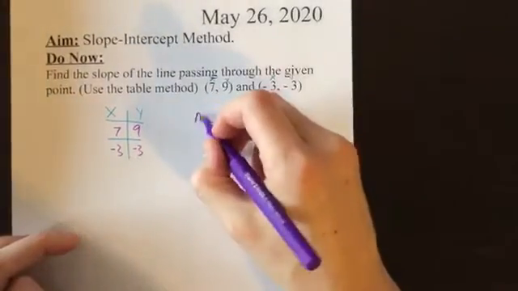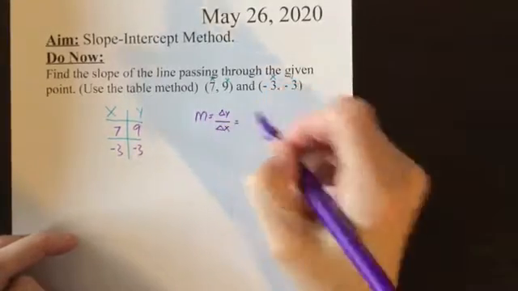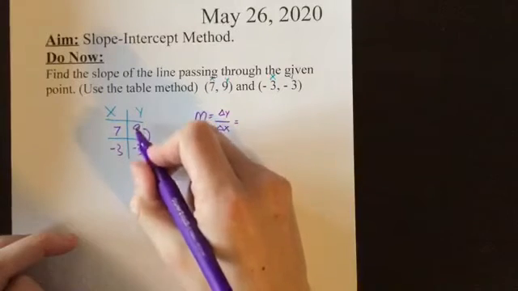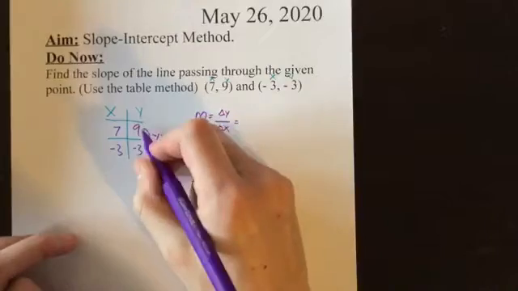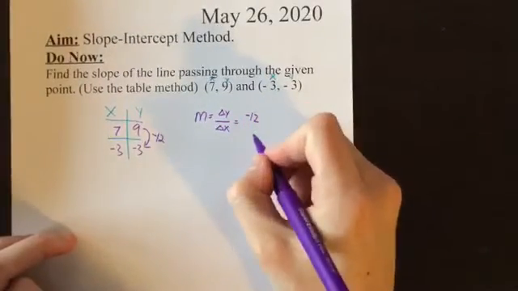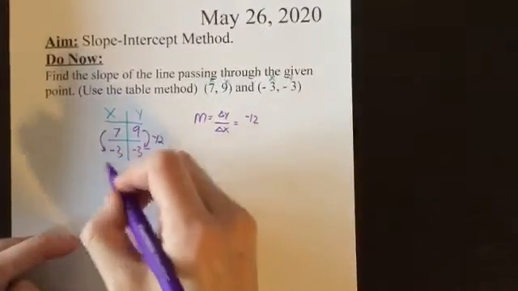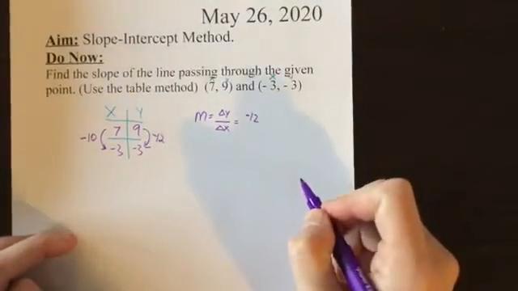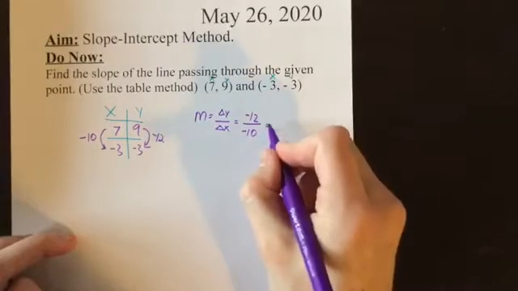Now we know slope is our change in y over our change in x. So we're going to look for how the y's change. How do we go from 9 to -3? Well, we must have subtracted 12. So our y's change by -12. How do the x's change? How do you go from 7 to -3? -10. So that's going to be -12 over -10.